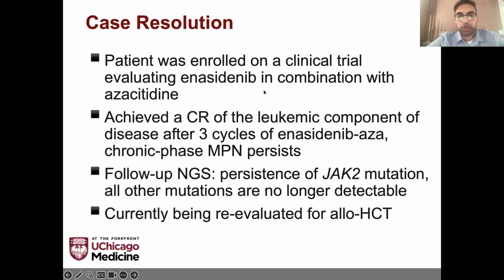So let's turn back to our patient. So this was our patient with blast phase MPN that arose from underlying post-PV myelofibrosis. The patient had an IDH2 mutation, and this allowed him to be treated on a clinical trial that looked at enasidenib combined with a standard AML drug called azacitidine. This patient achieved a complete remission and has maintained that remission, continues to be on enasidenib, and we are now considering transplantation for this patient.